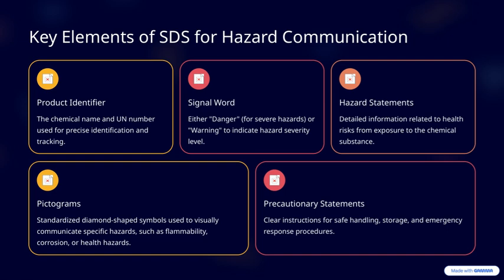Finally, the product identifier includes the chemical name and UN number. This information ensures precise identification and tracking of the chemical, which is critical for safety and regulatory compliance. Together, these elements form the core of hazard communication, helping us handle chemicals safely and respond effectively in case of emergencies. Understanding these key points is vital for maintaining safety in any environment where chemicals are used.